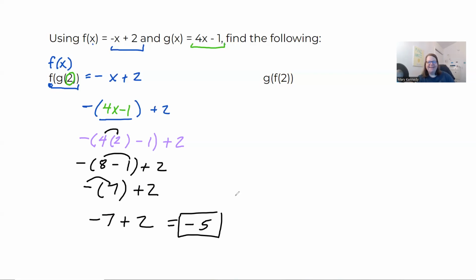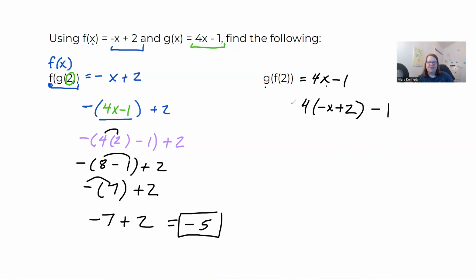All right. So if you want, you can pause and try the next one and then come back and see how you do. We're going to do g of f of 2. Okay, so this time it starts with a g. So I'm going to start where it says g of x is 4x minus 1. But it's not g of x, it's g of f of 2. So I'm going to replace the x with a parentheses. And in that spot, I'm going to put what f of x equals. It's negative x plus 2.